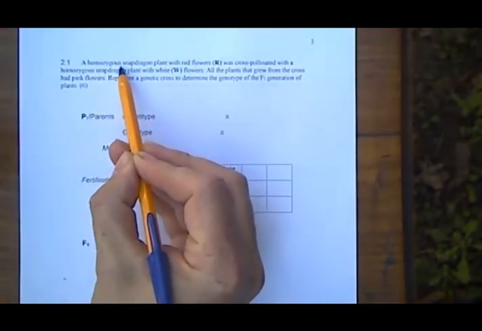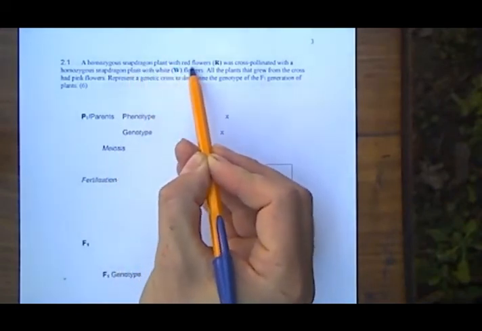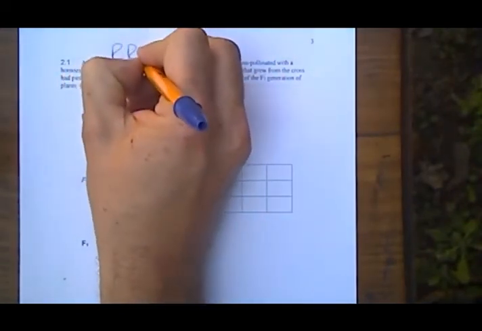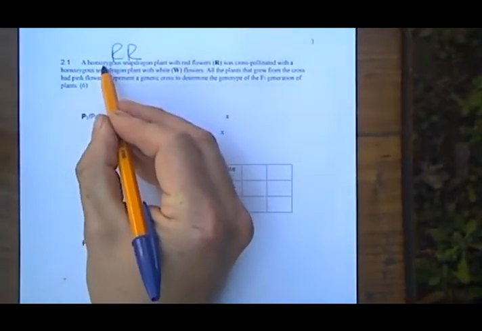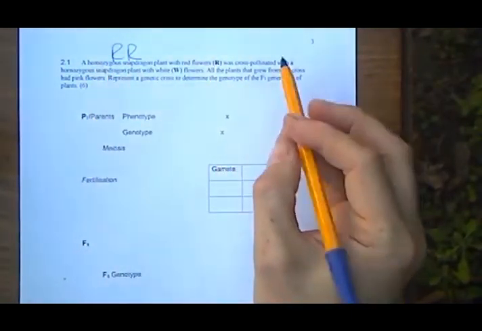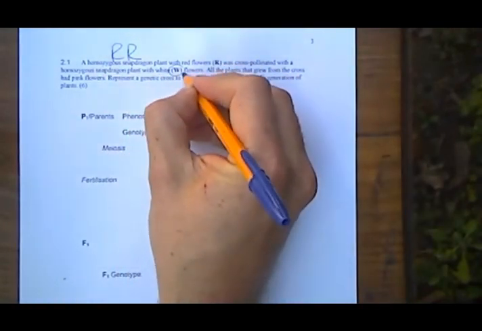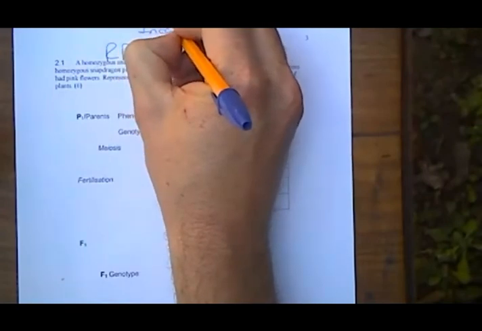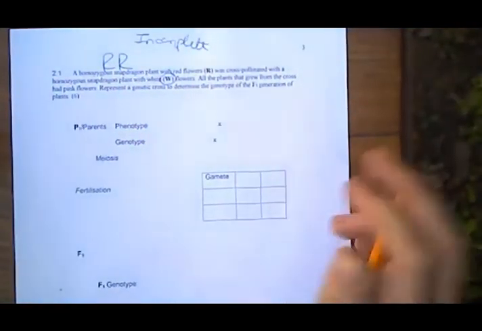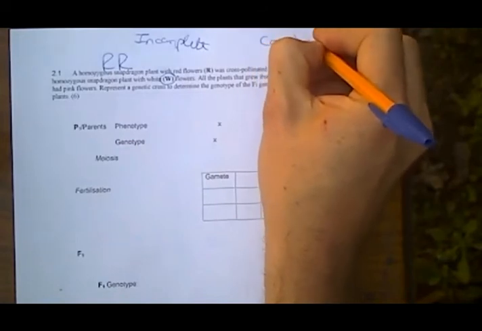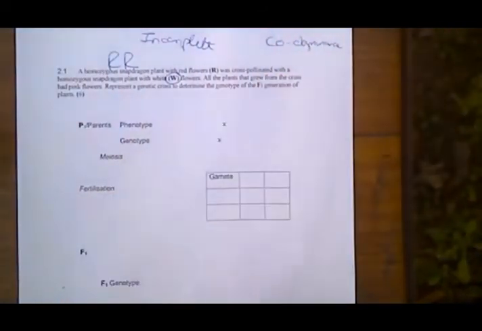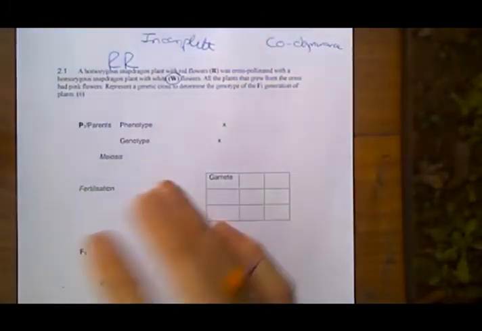A homozygous snapdragon plant with red flowers. So capital R, capital R, because he's homozygous. Then was cross-pollinated with a homozygous snapdragon for white color, but they used a capital W, not a small letter R. So this says to me that over here, I'm going to either have what we find incomplete dominance or we're going to have codominance, which we'll see in a moment what it is, depending on what the offspring is going to be. But we do not have complete dominance here.